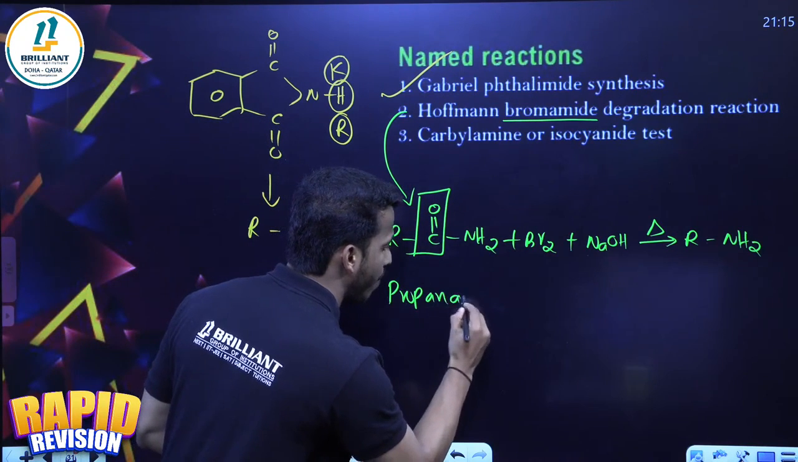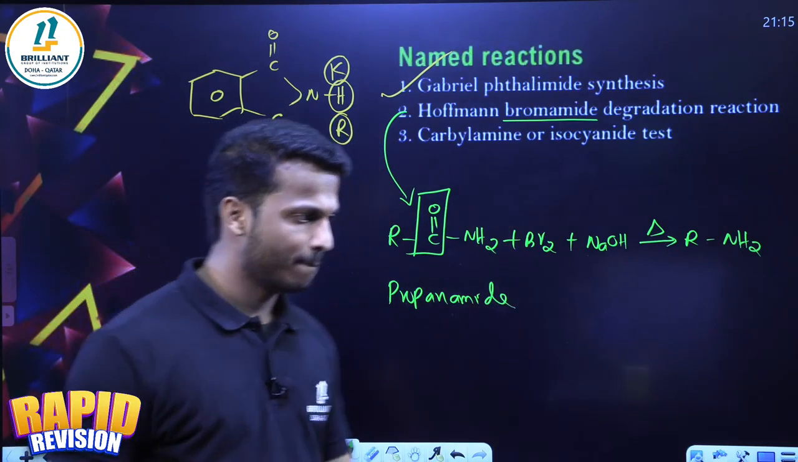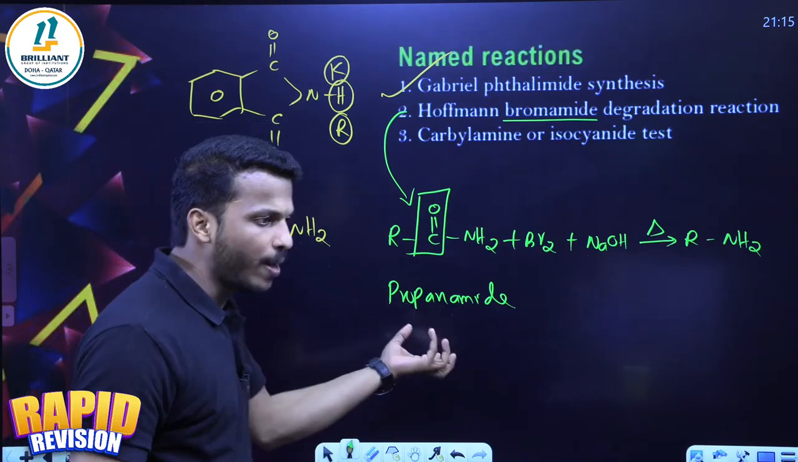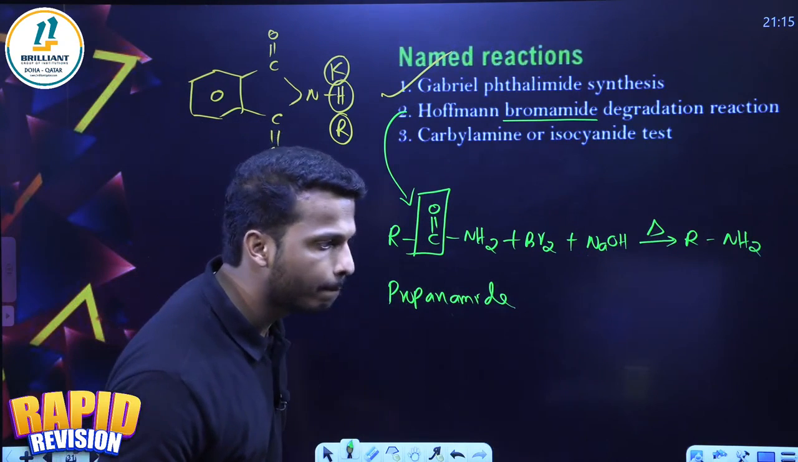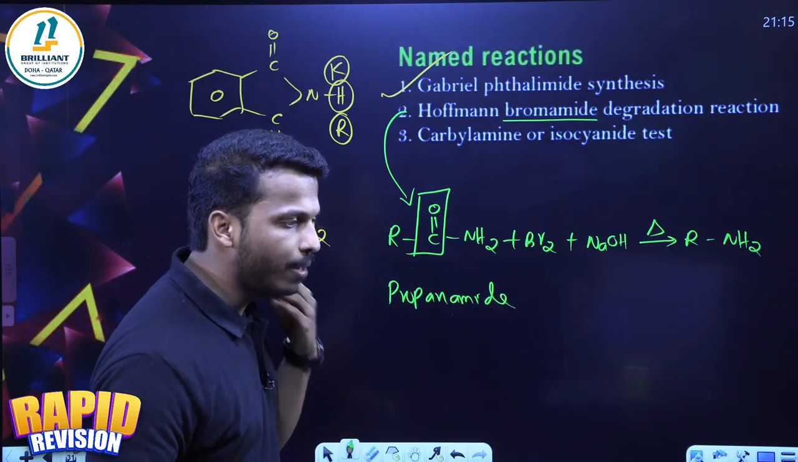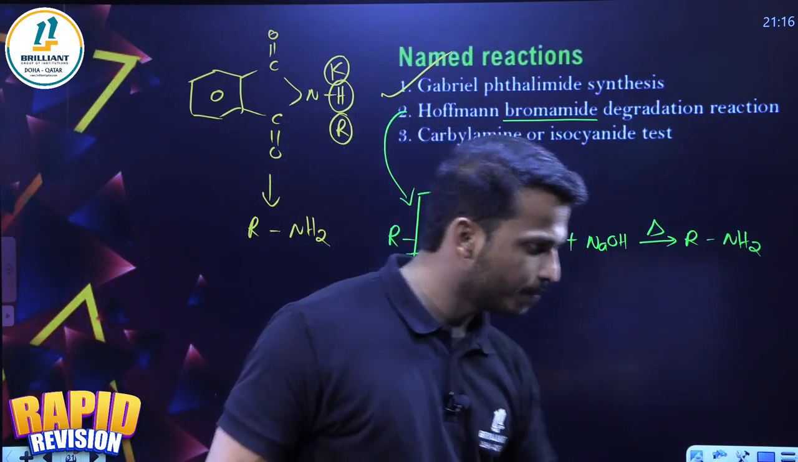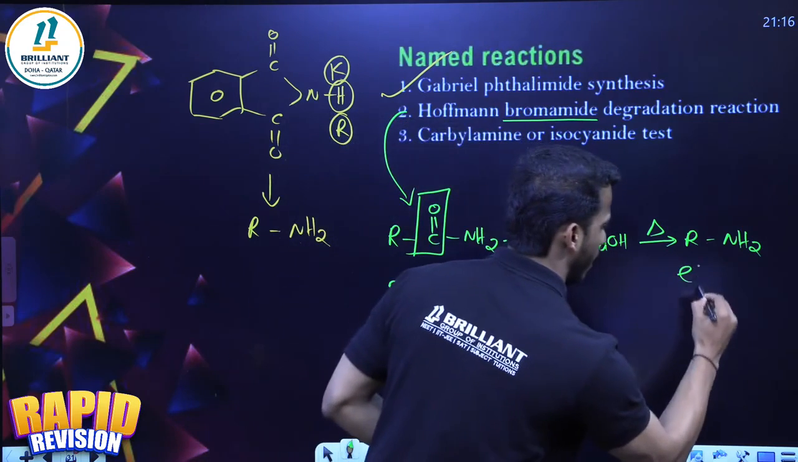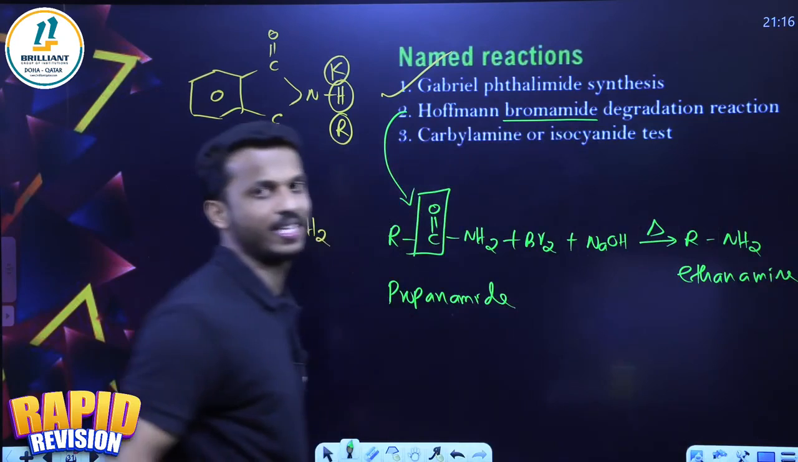If you are using propanamide as the starting reagent, can you tell me the name of the amine that is going to form here, dear all? Which one? Ethanamine, right? Ethanamine, one carbon less in the product.